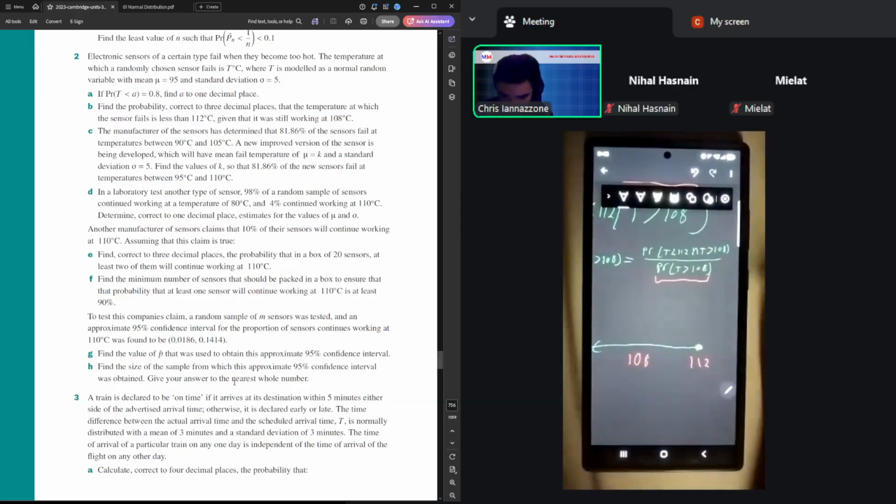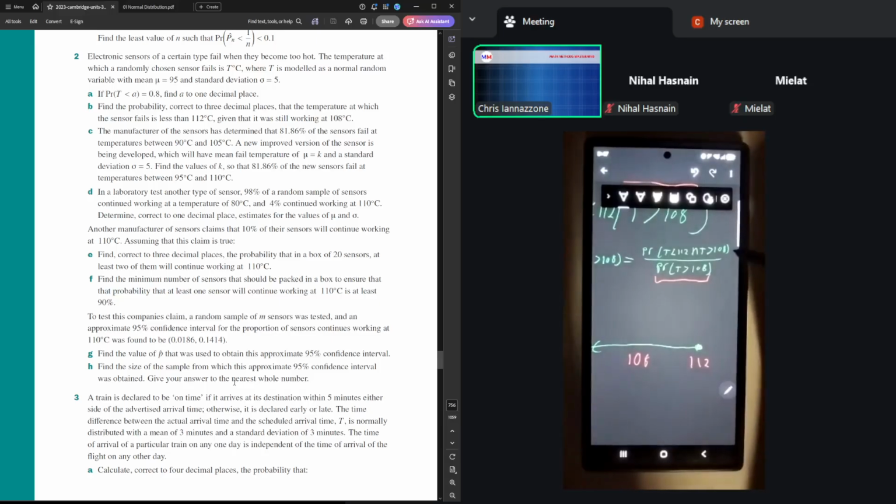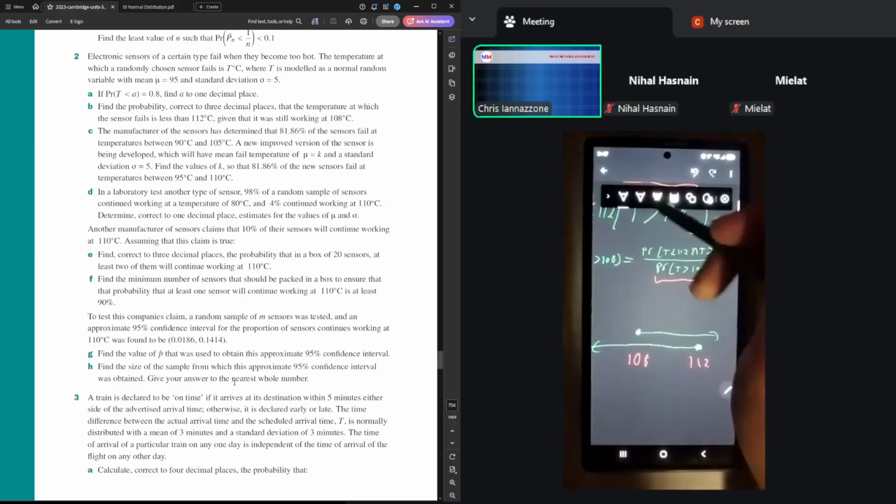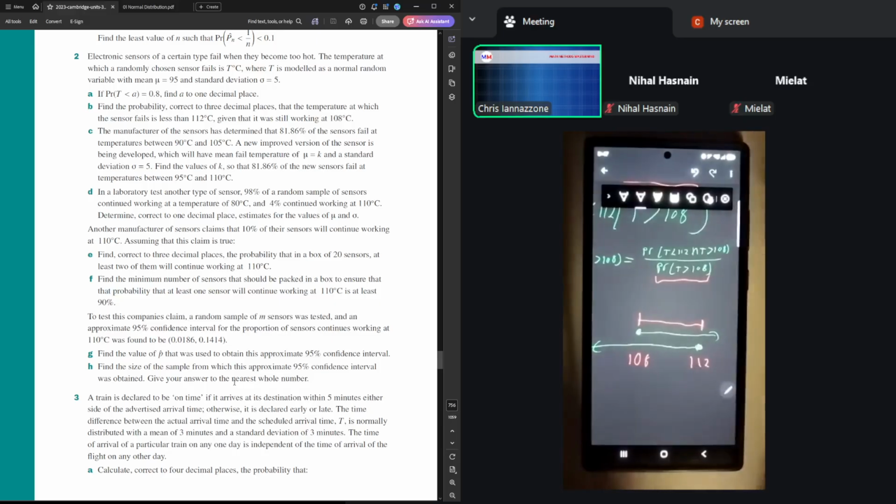Don't mind so much about whether you use a dark circle or a white circle. When it comes to continuous probability, they're effectively the same thing. There's no difference between inclusive or non-inclusive. And greater than 108 is going to do this. And so the intersection just means where do they overlap. So in other words, between 108 and 112.